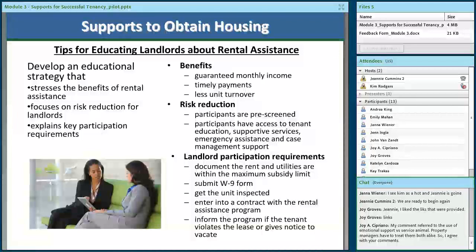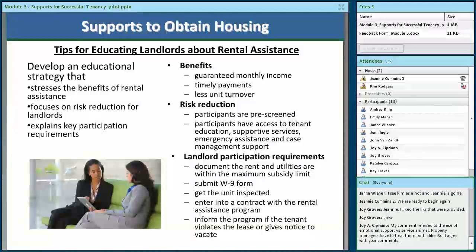Landlords mitigate risks when they rent to individuals with developmental disabilities who receive rent assistance because individuals are typically pre-screened to verify they have the needed documents, supports, and a sustainable budget, and they have access to tenant education, support services, emergency assistance for temporary rent or utilities, and case management support. These services, supports, and resources help residents with developmental disabilities pay their rent on time, keep units in good condition, and maintain positive relationships with neighbors and with the landlord. Long-term tenants help landlords reduce their unit turnover and vacancy costs.